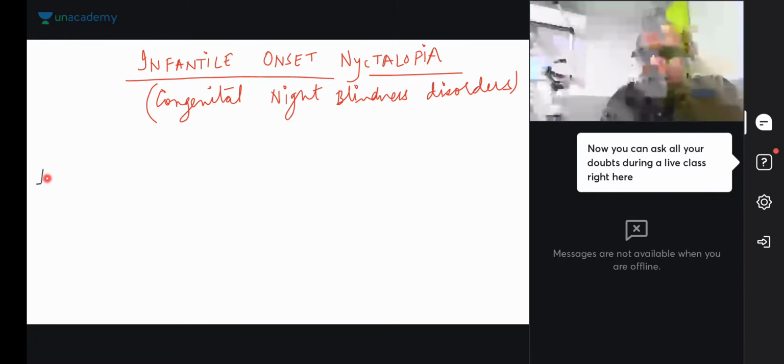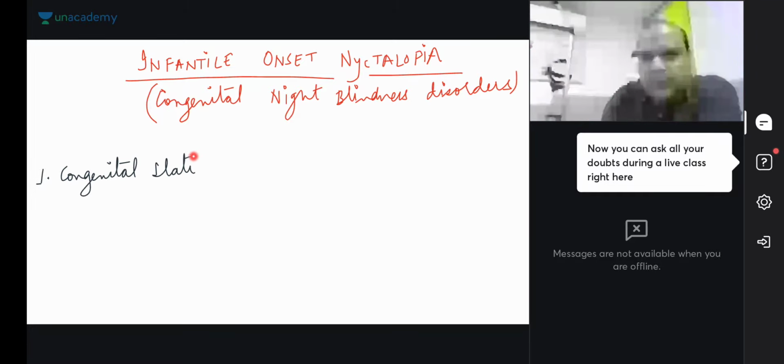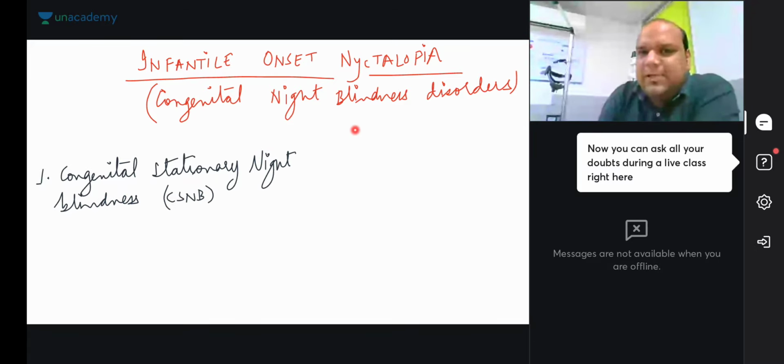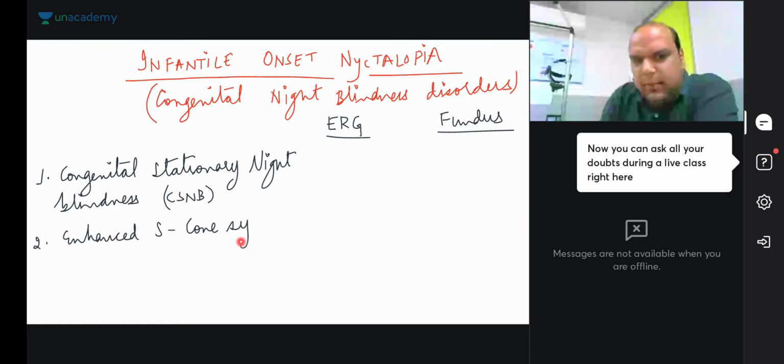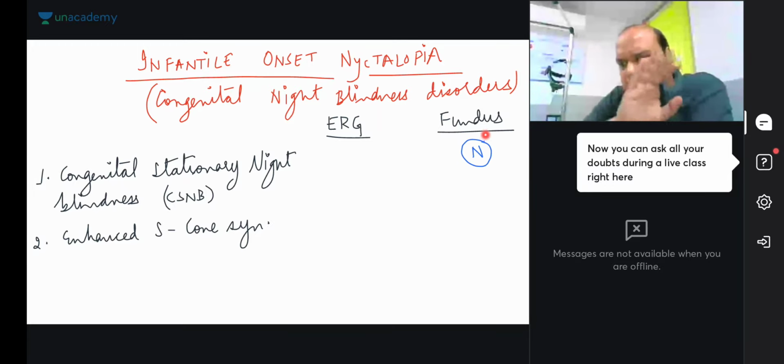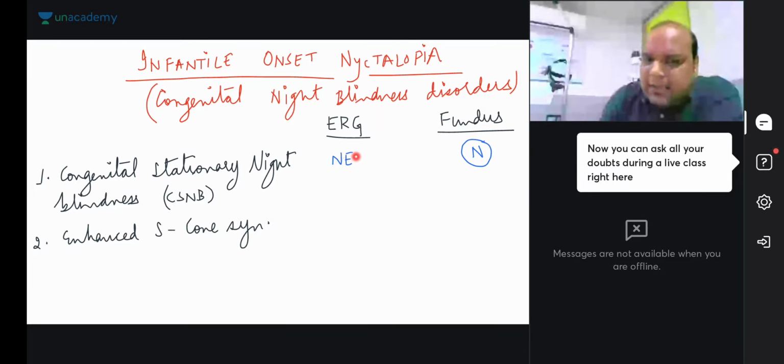I'm going to make a kind of table here, everybody. The first disorder is congenital stationary night blindness, CSNB. We are going to differentiate these 4 conditions based on ERG finding and fundus finding. The second condition is known as enhanced S-cone syndrome. Let's differentiate between these 2 conditions first. In congenital stationary night blindness, the fundus is absolutely normal. There is no change in the fundus. But the ERG is characteristically negative.